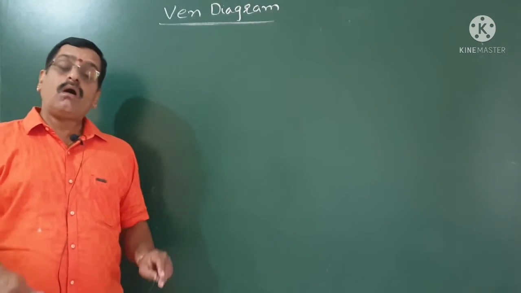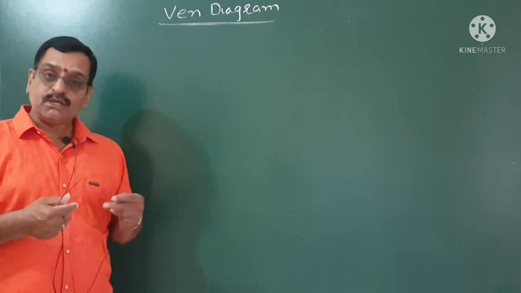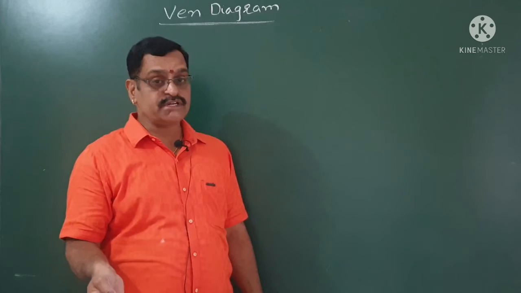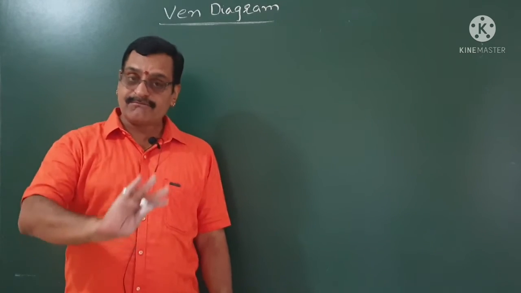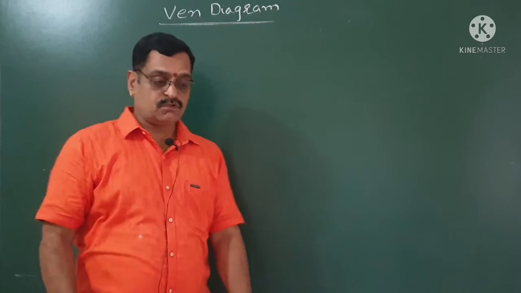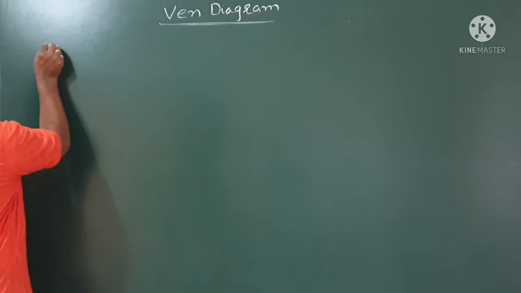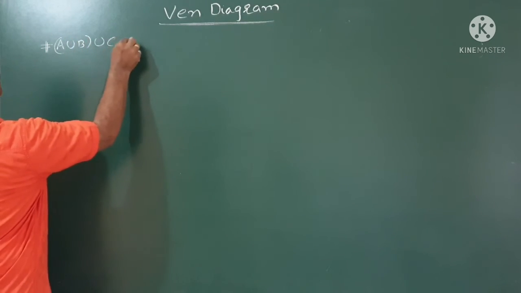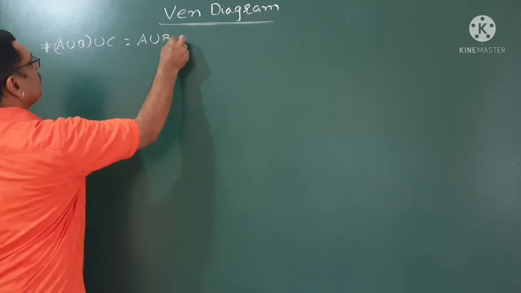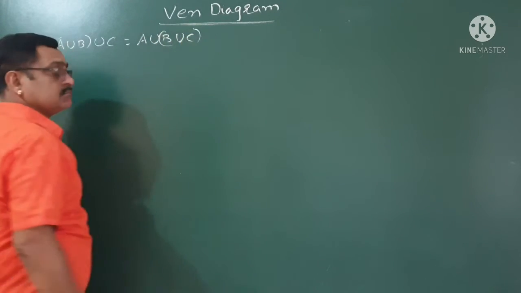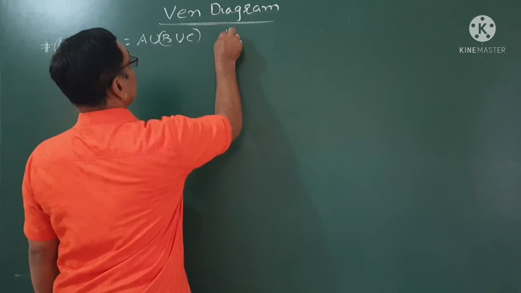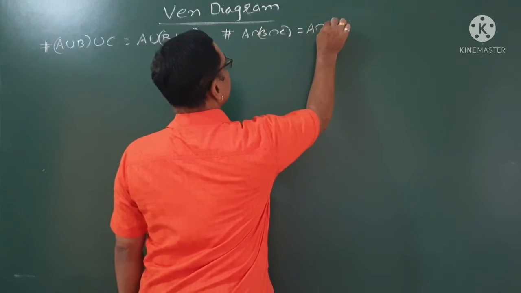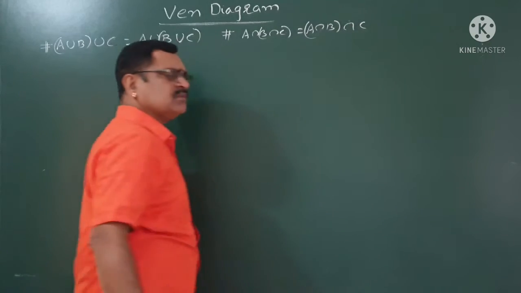We can prove all the properties of union of the two sets, intersection of two sets, difference of two sets, complement, distributive laws, everything we can prove using Venn diagram. So we can prove A union, I am writing the properties. First, A union (B union C) is equal to (A union B) union C. Next one, we can prove A intersection (B intersection C) is equal to (A intersection B) intersection C. You can prove. It's very easy.